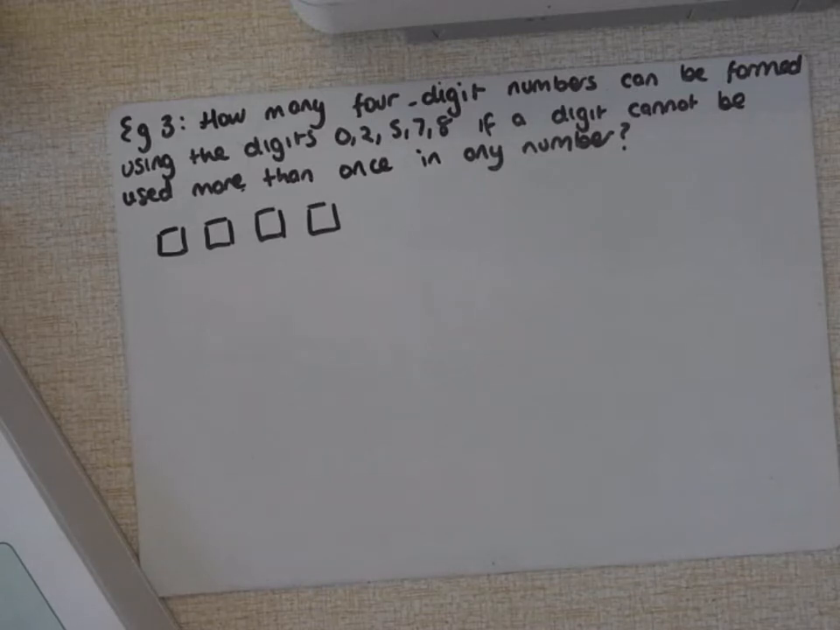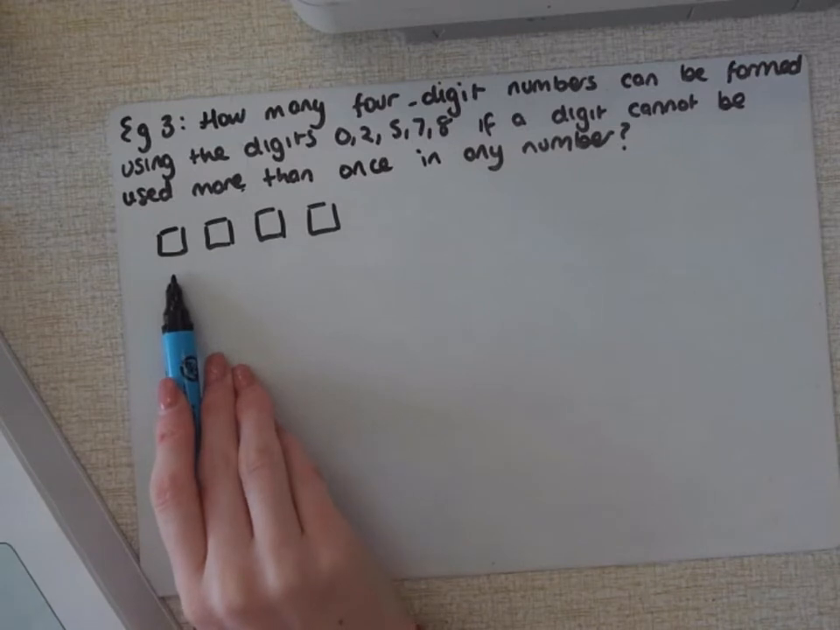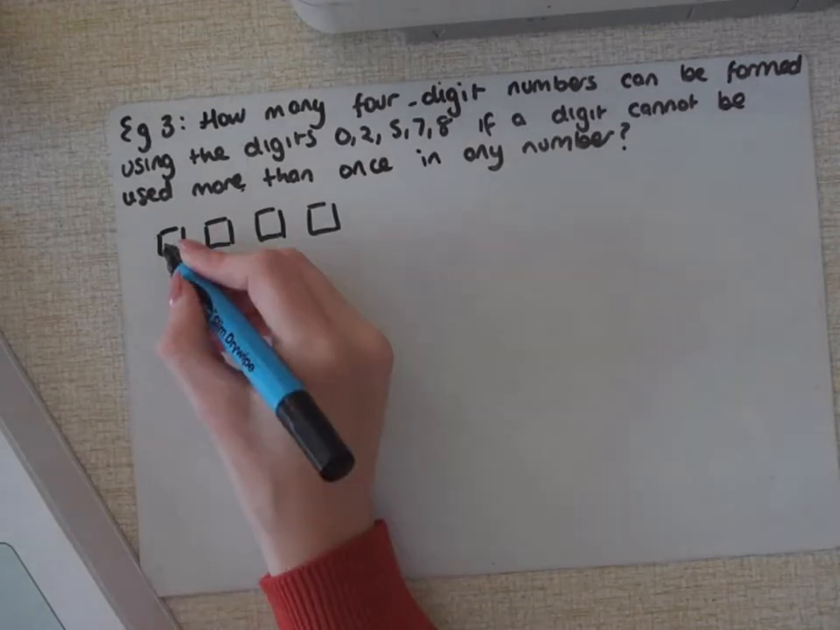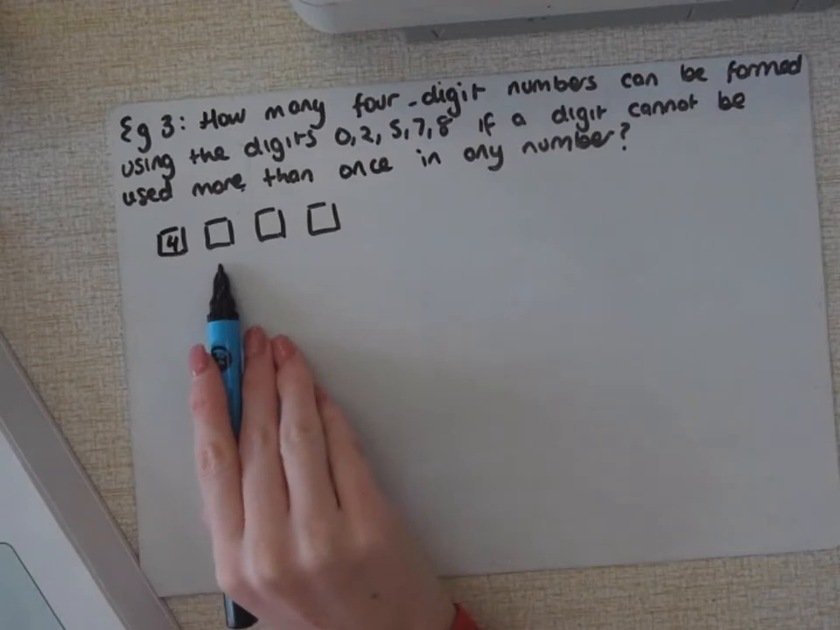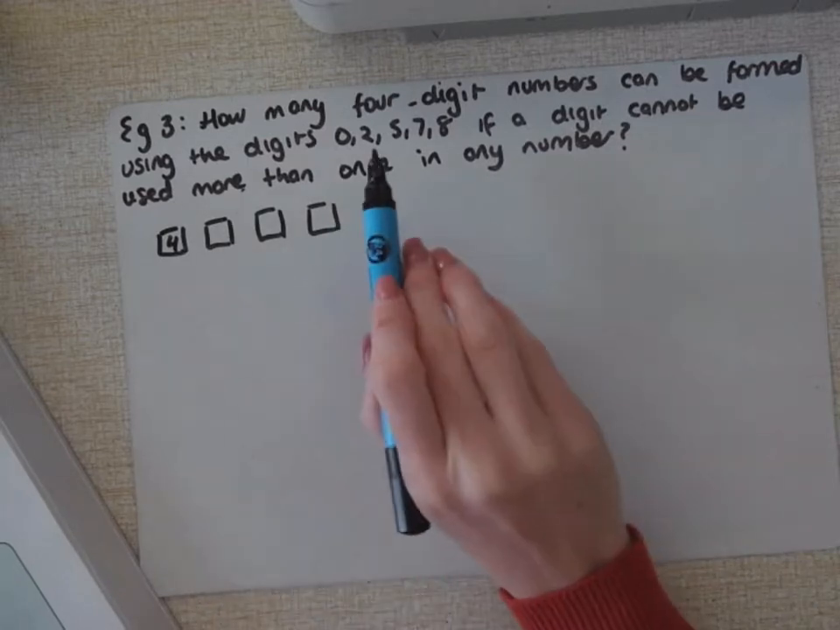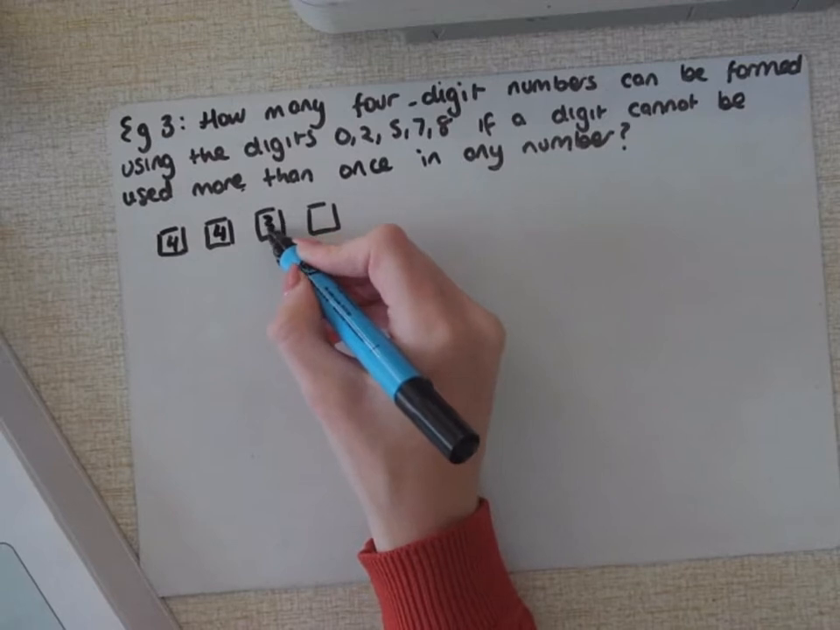4-digit numbers, what can't they start with? 0, okay? So you can't use 0. So how many choices have you for the first box? 4. Now you've used 1. How many have you for the second box? Careful. Why 4? Because you still have 0. So you've used one of the others, but you still have 0. So you have another 4, and then 3, and then 2.